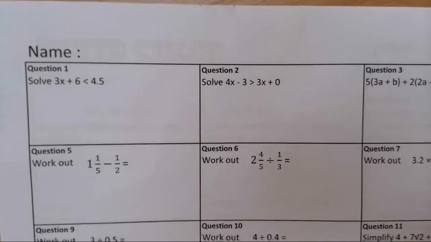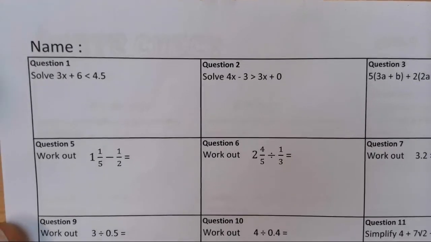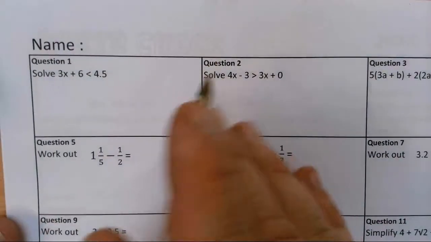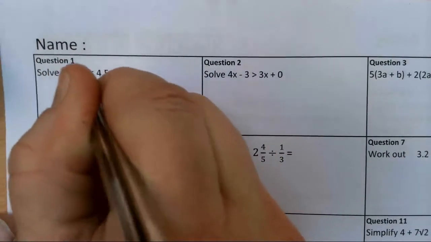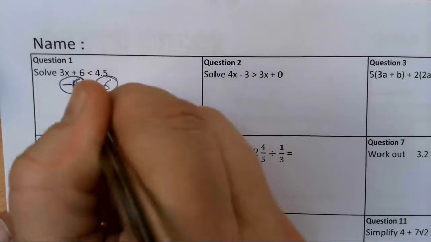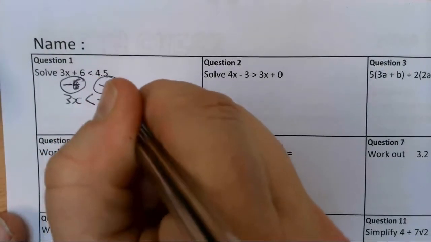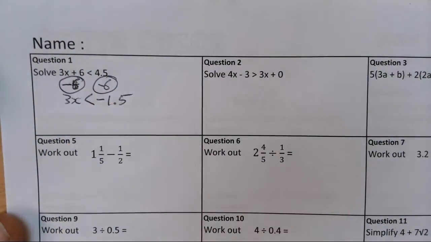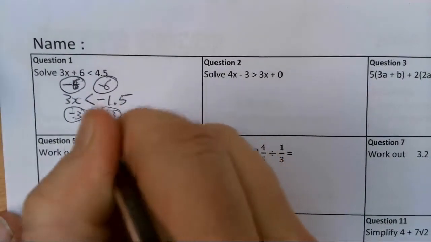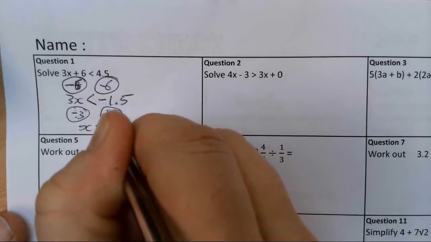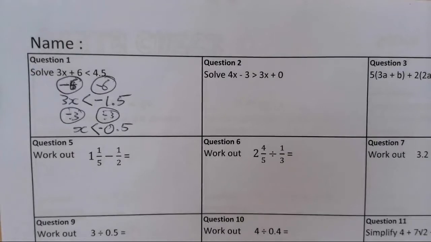Higher A, week 3, starts with this question on inequalities. 3x plus 6 is less than 4.5. Just solve it as you would solve a normal equation. So I'm going to take 6 away from both sides. That's going to give me 3x is less than minus 1.5. So then if I divide by 3, I've got x is less than minus a half, or minus 0.5.